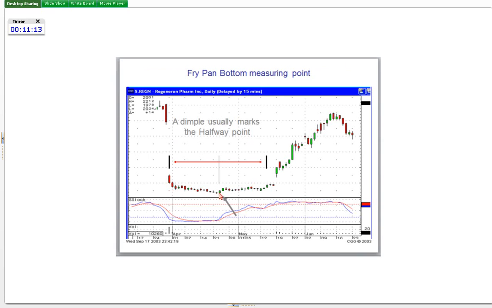That once we get in a trade, we might be fooled out of it, but as long as it keeps closing back up above the T-line, you want to stay with it. Your best friend, gap up through a T-line. Let's see. Let me just go through the fry pan bottom real quick.